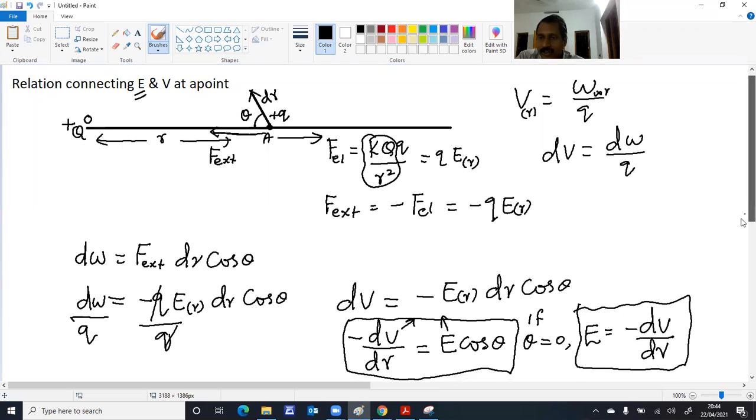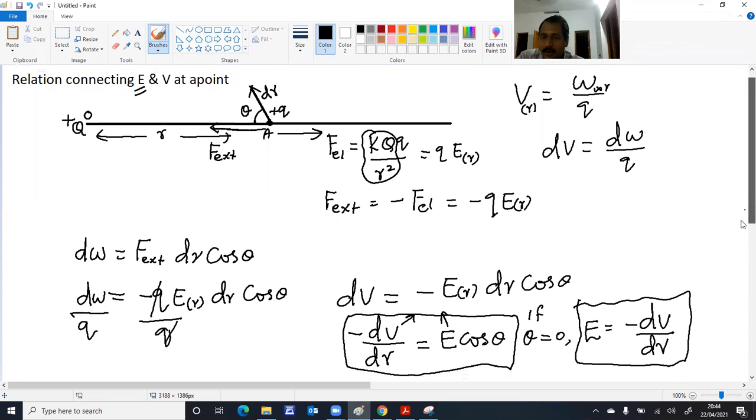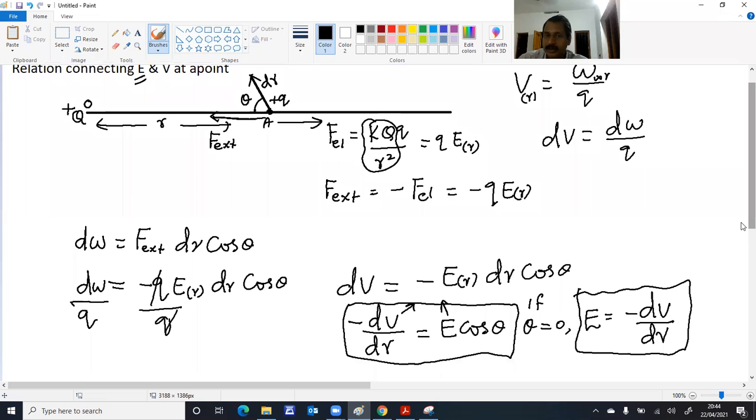If you can check and clarify, this is okay with you. It's a derivation type, small 2-mark question which can come maximum. Obtain the relation between electric field intensity and electric potential.